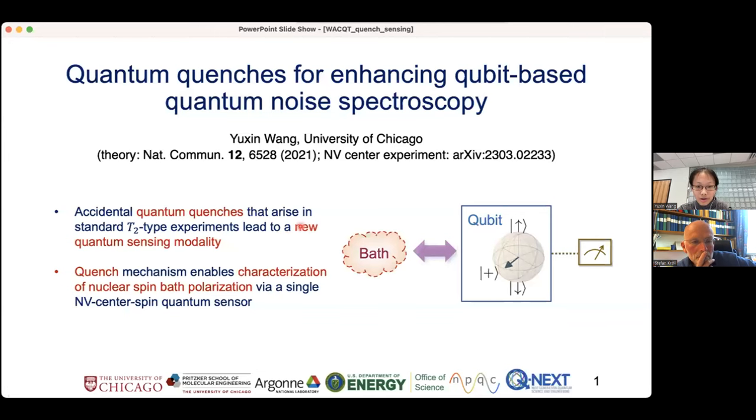Note that our use of the term quantum sensing is probably in a very different context compared to the other talks today. So I'm a theorist. Our original theory proposal was published in this paper about 2 years ago.